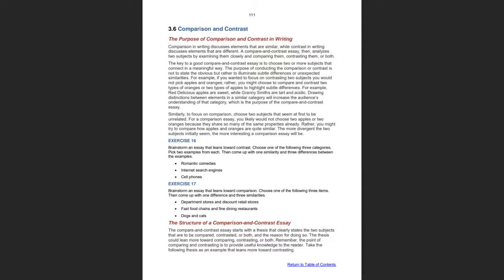All right, the structure of a comparison and contrast essay. The compare and contrast essay starts with a thesis that clearly states the two subjects are to be compared, contrasted, or both, and the reason for doing so. The thesis could lean more towards comparing, contrasting, or both. You can pick one or the other, or you can do both of them. Remember, the point of comparing and contrasting is to provide useful knowledge to the reader. Take the following thesis as an example that leans more towards contrasting.